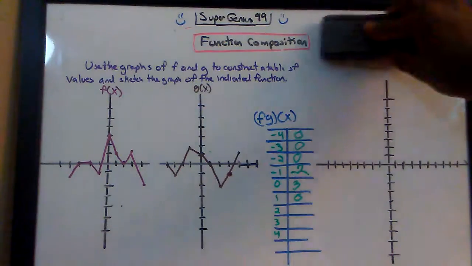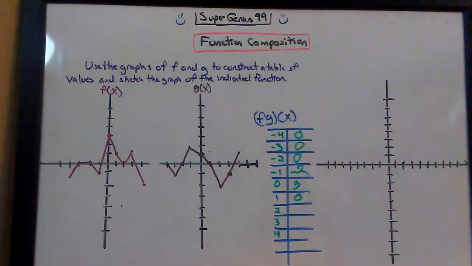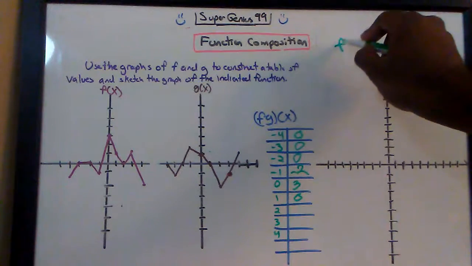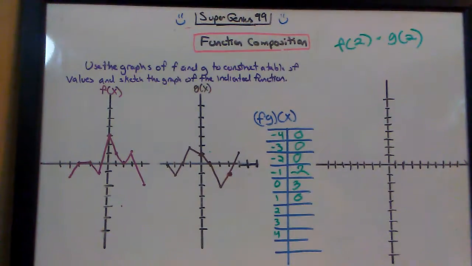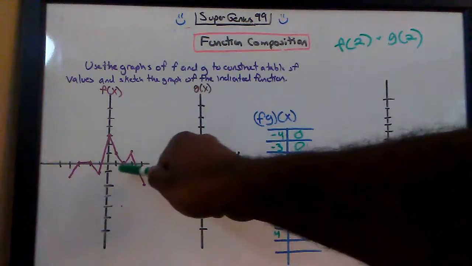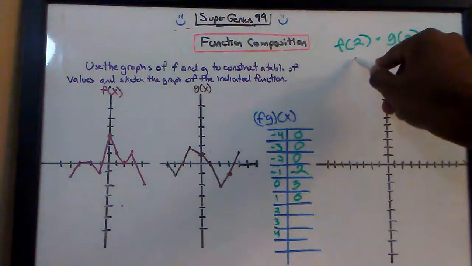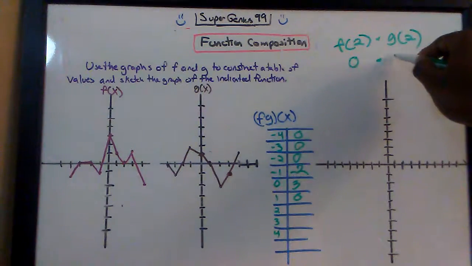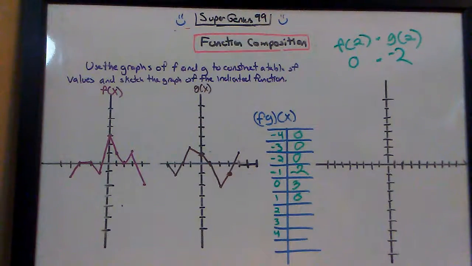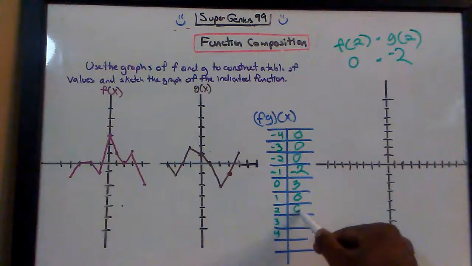Continuing, positive. The product of f and g at x equals 2, which is f of 2 multiplied by g of 2. Okay. So when x is 2 in the f function, what is y? When x is 2, y is 0. When x is 2 in the g function, what is y? When x is 2, y appears to be negative 2. What is 0 times negative 2? 0 times negative 2 is? 0. Good job.